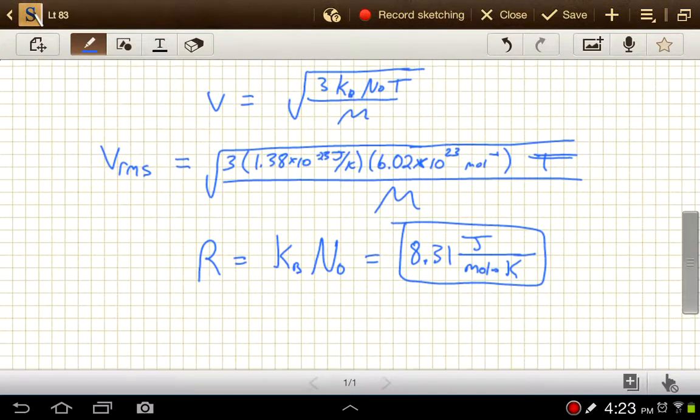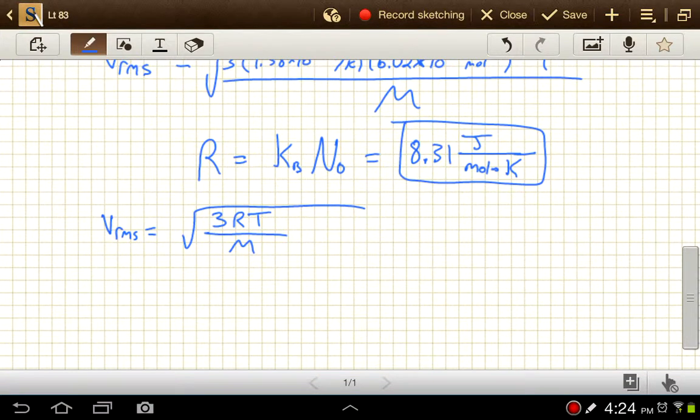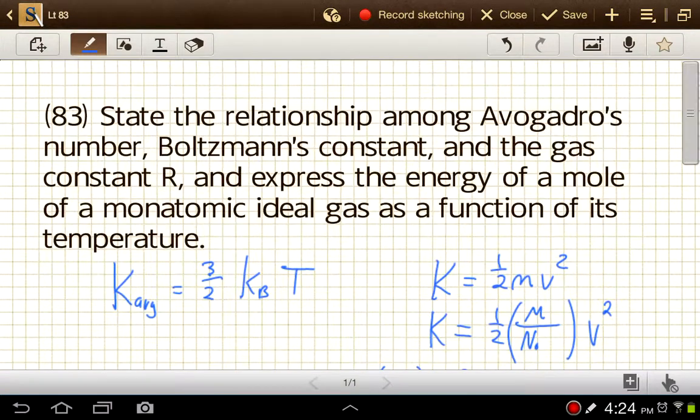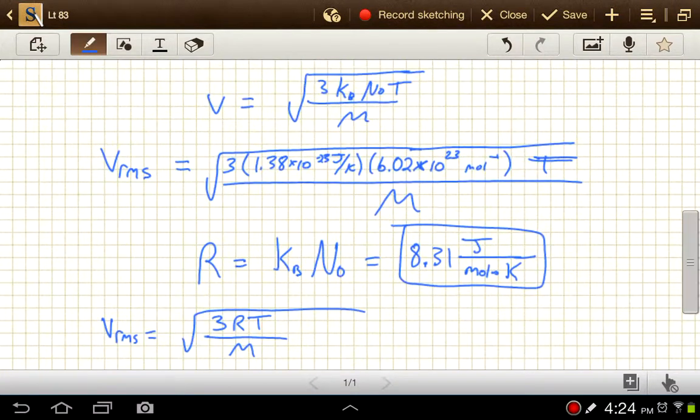So I could take this earlier equation and rewrite it as V RMS is equal to the square root of 3RT over M. That's a nice way to write this out. Another thing we're asked to do in this learning target, in addition to understanding that it's a pain to write these out every time multiplied together, so let's just use the product of those as a new constant.